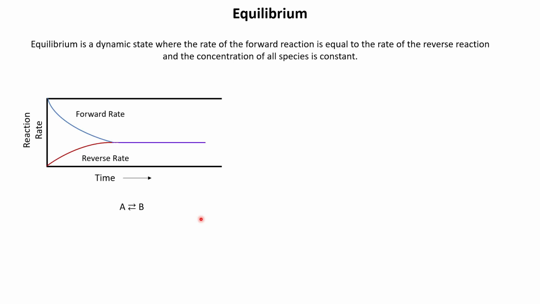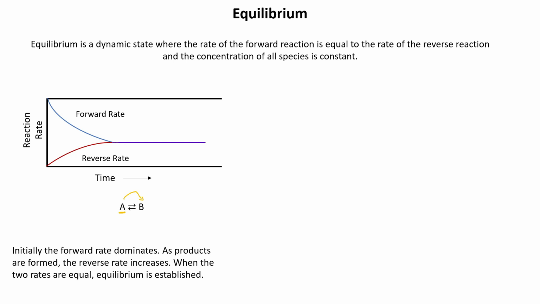Let's take a closer look at this graph here. We have time on the x-axis and we have reaction rate on the y-axis. Initially, you are going to start with all of species A. So that means the conversion from A to B, or your forward rate, is going to start very high. So if you look at my chart at time equals 0 right here, you'll notice my forward rate is way up here. It starts very high.